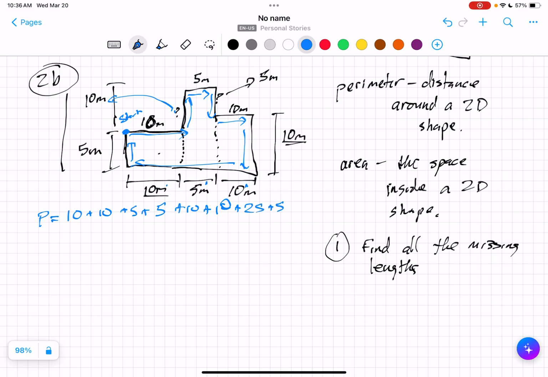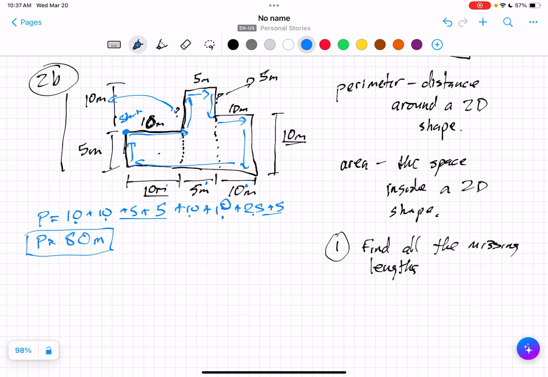And notice now we've gone all the way around the shape. We've gone from where we started, went all the way around to where we end. Now it's just a matter of adding up the values. So I always like to add my 10s first. So 10 plus 10, 20, another 10, that's 30, 40, 50, 60, 70, and the 2 5s make 80. So perimeter is 80 meters. That's my answer.